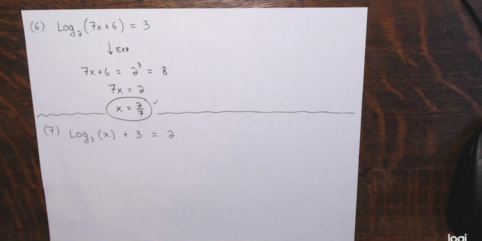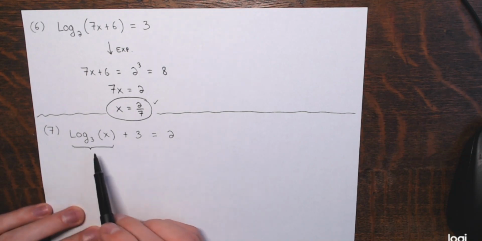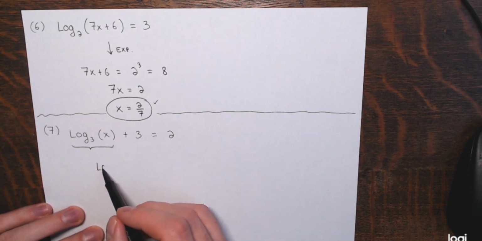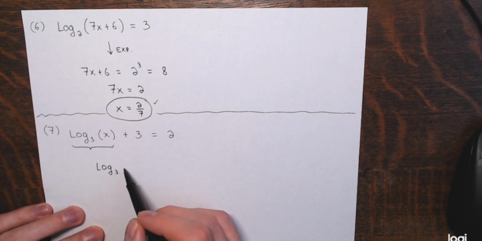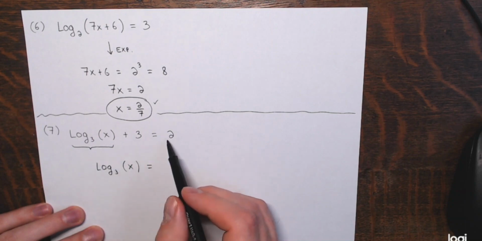All right. So again, all pretty much the same. All these problems are worked out the same way. So here I'm going to isolate this log base 3 of x. I want the logarithm alone. So first I subtract 3. So now we have the log base 3 of x equals, 2 minus 3 is -1.